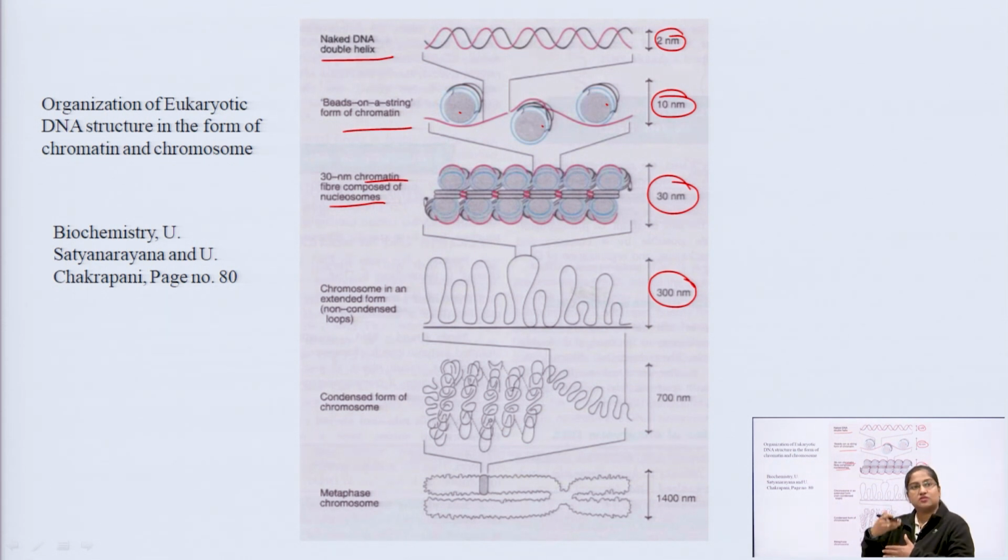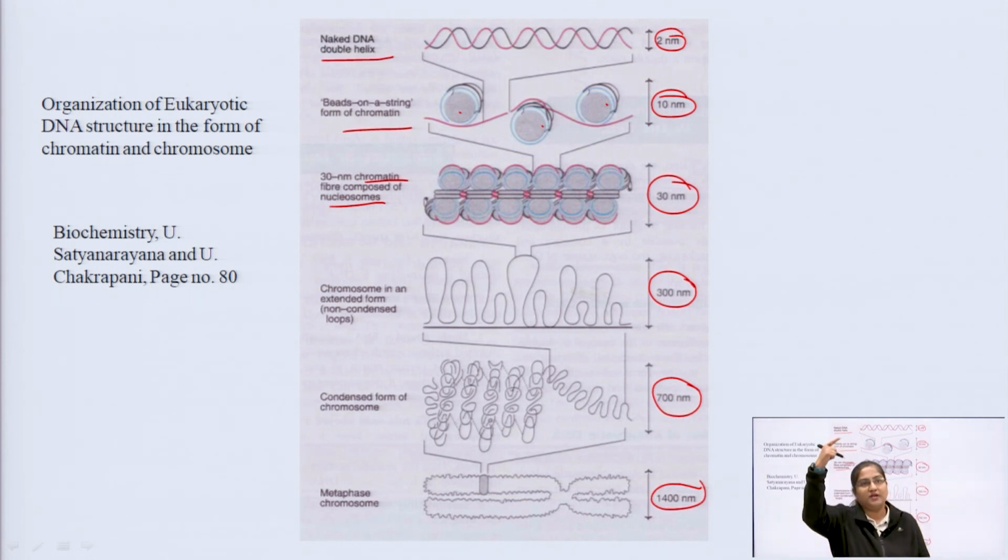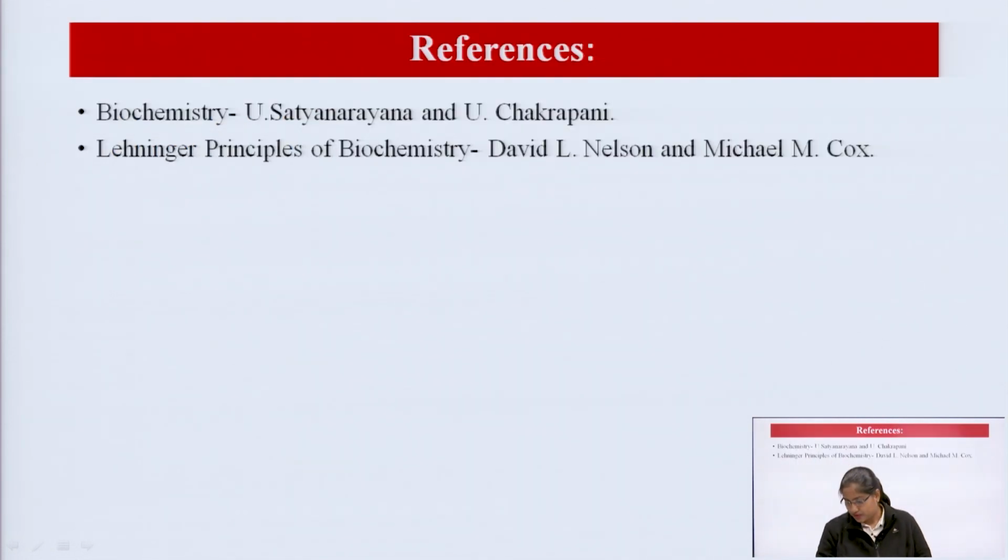Now, again the wrapping of the DNA happens, and here is the condensed form of chromosome, you can see the condensation of the chromosomes, it becomes 700 nanometer, and finally when there is the formation of the metaphase chromosome, a proper structure of chromosome, then it is 1400 nanometer. So, starting from 2 nanometer to 1400 nanometer, we have seen various phases of the formation of the chromosome structure, the DNA structure. These are the references I have used.